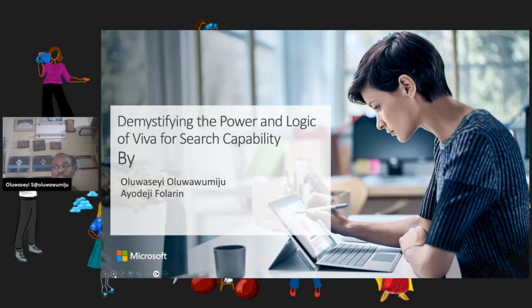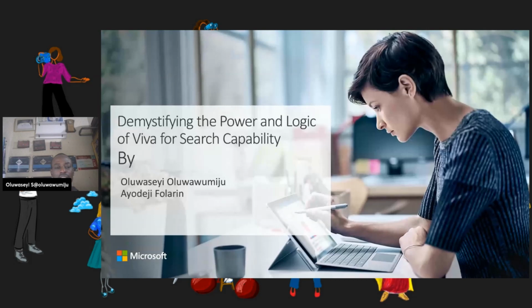So when we talk of demystifying, what does that mean to us? Demystifying is the capability of breaking into segments what Viva can do when it comes to searching, and also using your collaborative solution to get information and engage your workers, especially frontline workers, and ensure that each person participates in the growth of your company.